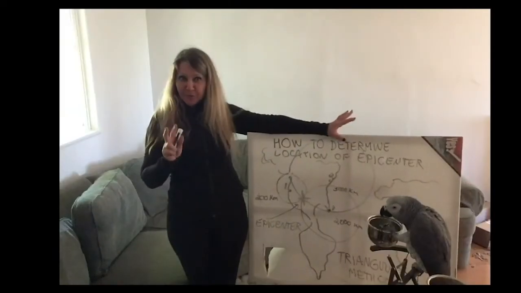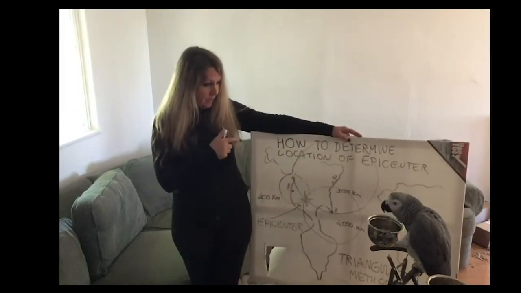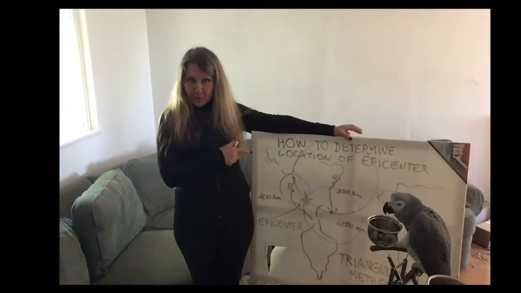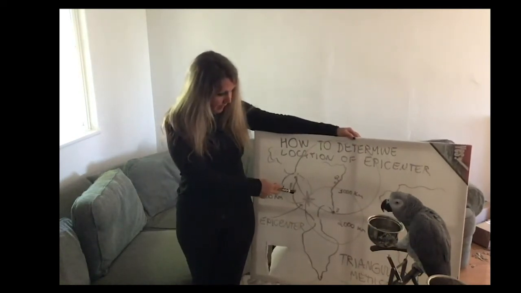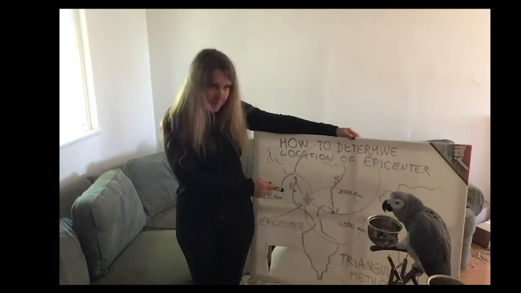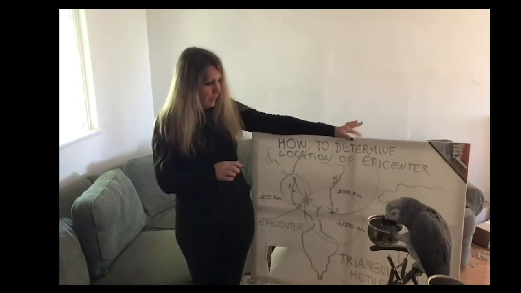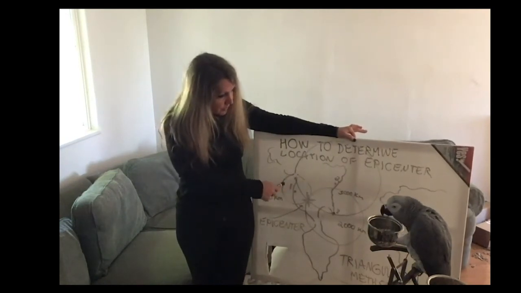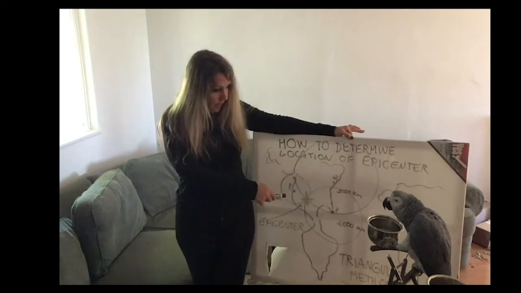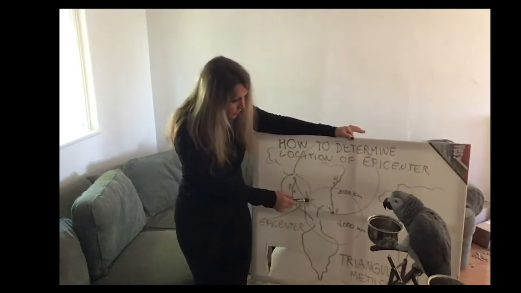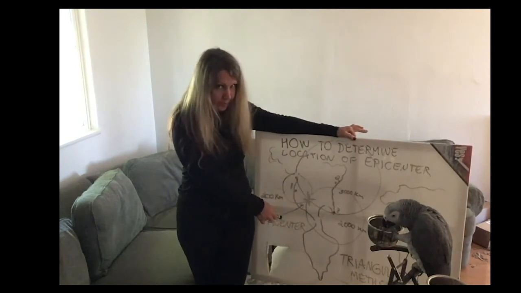So we went over the 3 steps of the triangulation method to find out where the epicenter of an earthquake is. Step number 1 was to find the distance to the earthquake from each of these seismometers or seismic stations. Right? Step 2 was to draw a circle around each one, indicating that distance. And then step 3 is to locate where they intersect, and that is your epicenter.